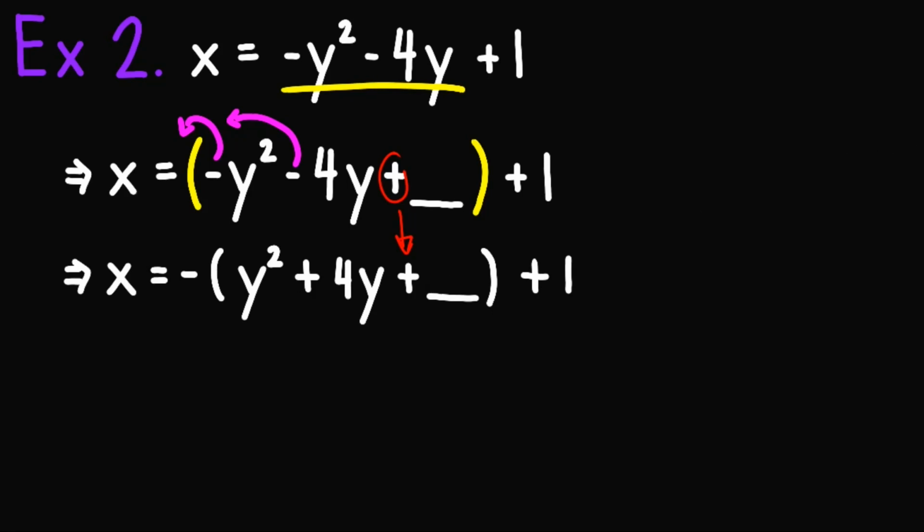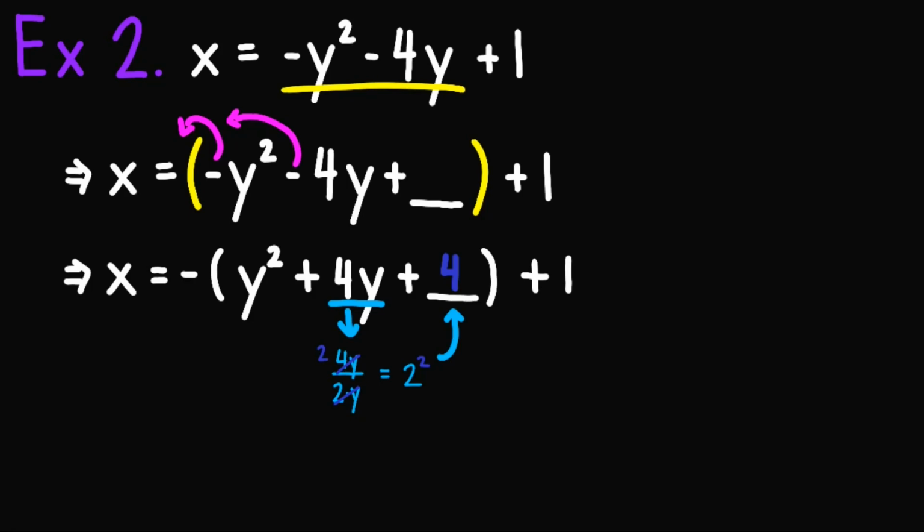Now let's apply completing the square. So focusing on the middle term, we'll have 4y out here. We divide this by 2 times the square root of the first term, or the square root of y squared, which is y. So dividing these 2, we'll get 2. Take its square and we'll have 4 out here.